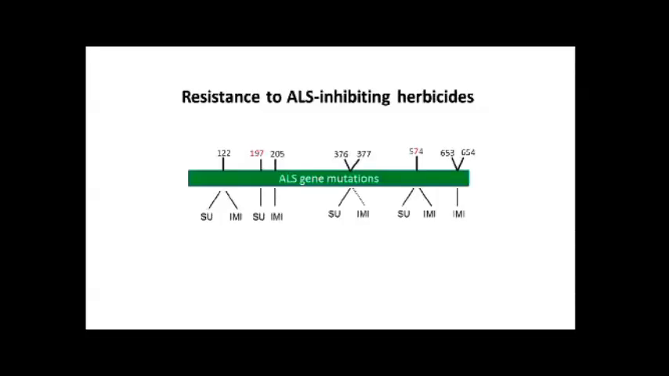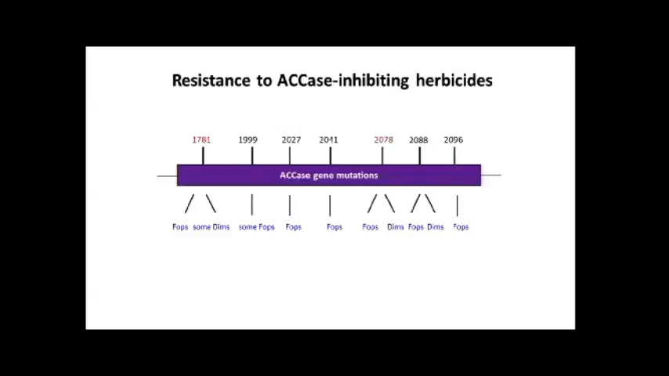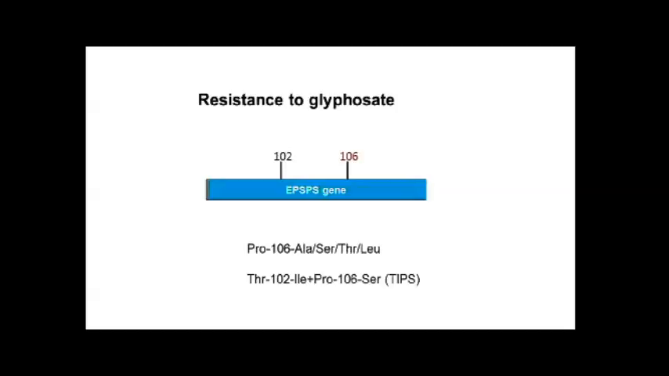For example, we have identified many ALS resistance mutations in the target gene ALS. These mutations, individually, endow resistance to different herbicides. Some of them are very popular, as labeled in red, and some of them are less frequent. The same is true for ACCase-inhibiting herbicide mutations. We have a number of resistance-endowing mutations identified in the population. And then we only have very limited mutations in the EPSPS target gene conferring resistance to glyphosate.